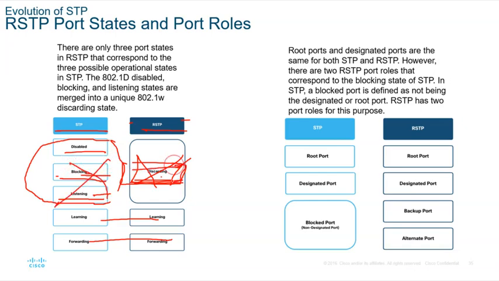We have the discarding. So when it comes to the port role, see that under this discarding, with STP we have root port, we have designated, and then blocked port, or what you call the alternate. But when it comes to rapid, the blocked is divided into 2. So we have the blocked or alternate.